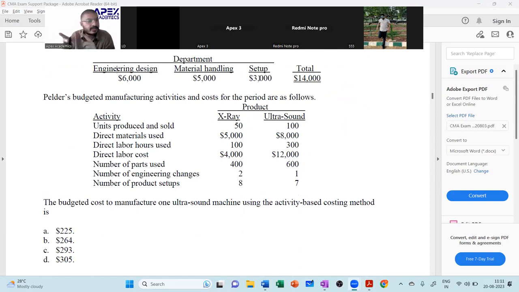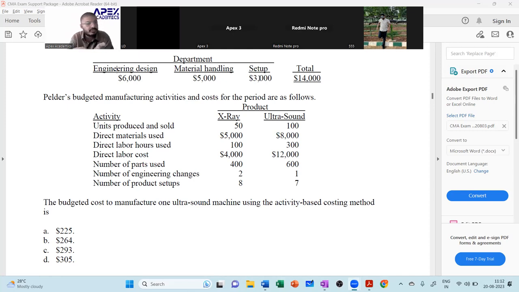Direct material used is 5,000 and 8,000. Direct labor hours used are 100 and 300. Earlier, what you were doing? You were doing everything based on direct labor hours as far as you were concerned. So this 14,000 was broken down on the basis of direct labor hours. Now, the direct labor cost is $4,000. So if I was to see the number of hours that is used for each item, I will then allocate this 14,000 on the basis of those many hours.